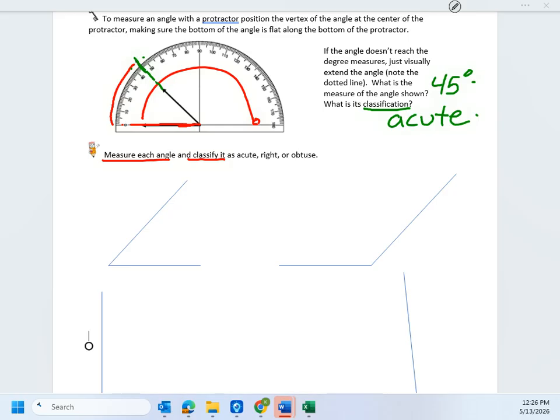Joe, what did you get? 52. Okay, I want you to look at it. What did you get? You have to make sure it's right on top of that vertex. You got it over to you. So you want to be able to put it so that it's right in the middle.